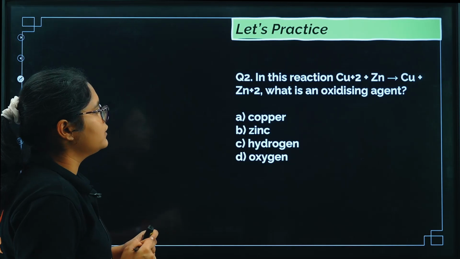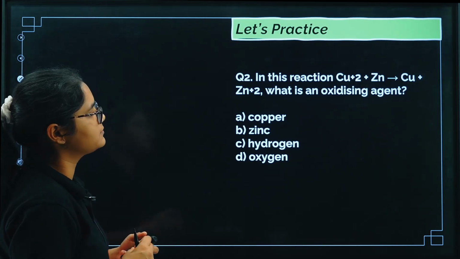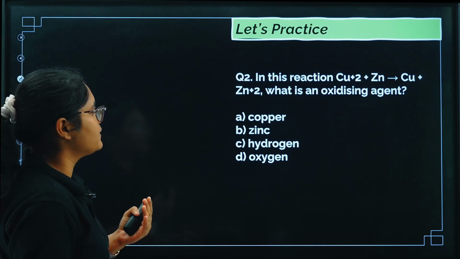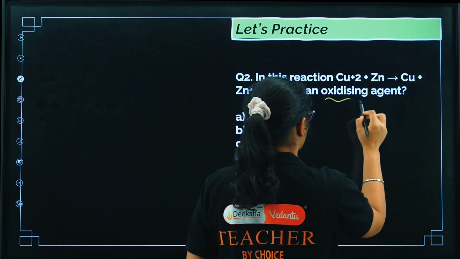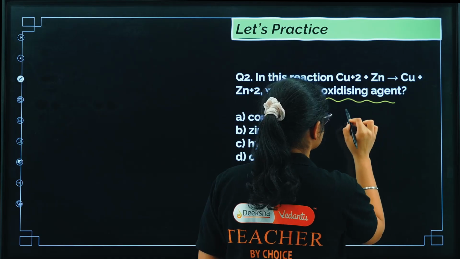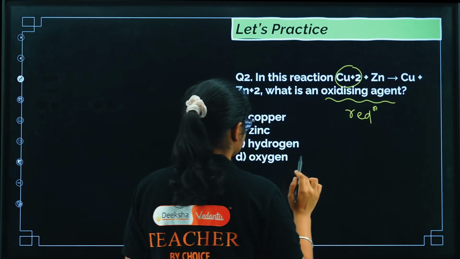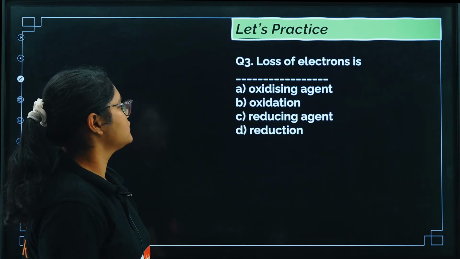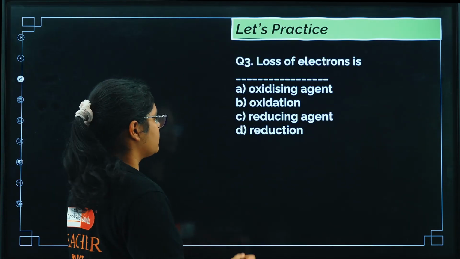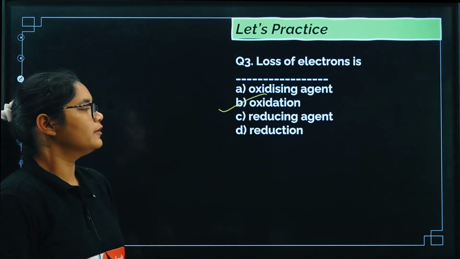Next, question number 2. In this reaction, Cu2+ plus Zn gives you Cu plus Zn2+, what is the oxidizing agent? If you remember, the oxidizing agent is the one which is undergoing reduction. So Cu2+ is undergoing reduction here, so copper is the oxidizing agent. Next, this is a very important question: loss of electrons is oxidation, gain of electrons is reduction.